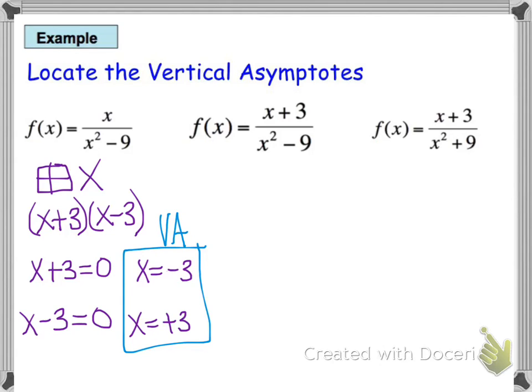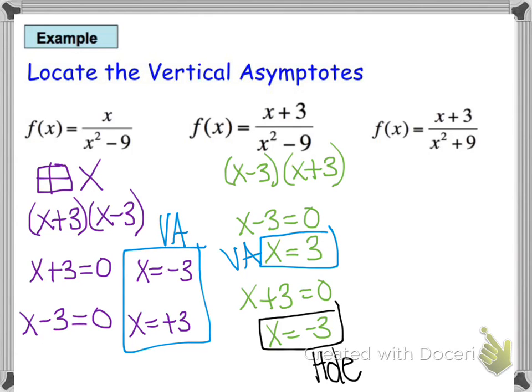I note that I don't have any holes because x plus 3 and x minus 3 didn't cancel out with the x in the numerator. And that leads us into this second example. We're going to see what happens when we can cancel within the numerator.